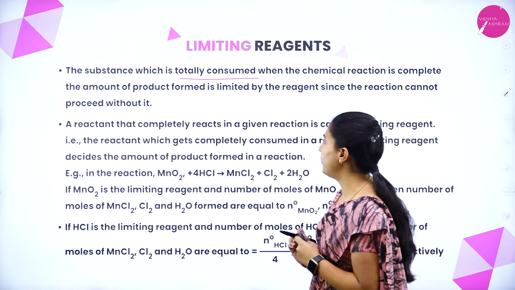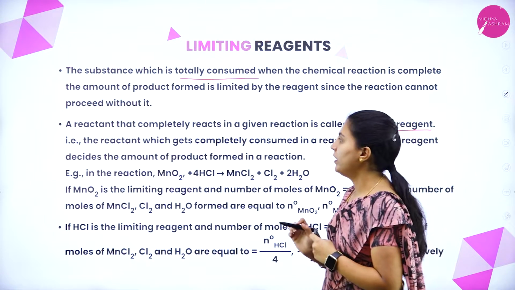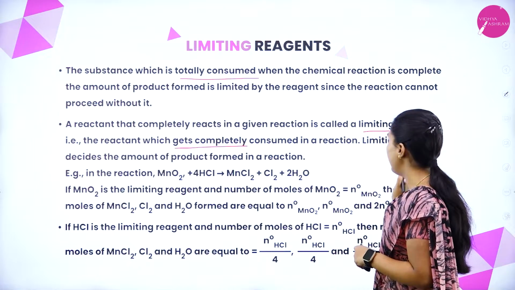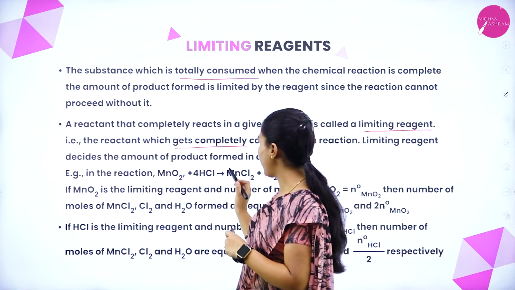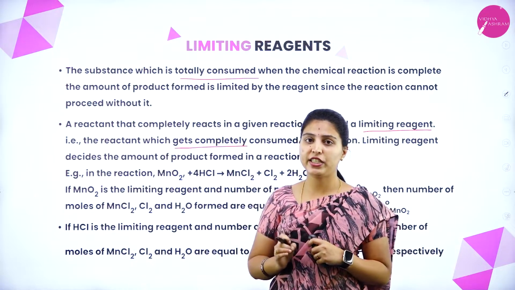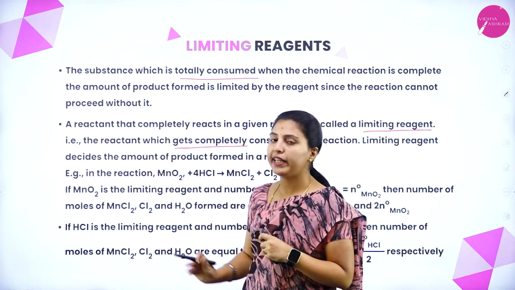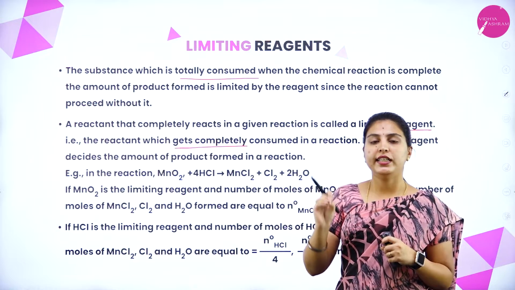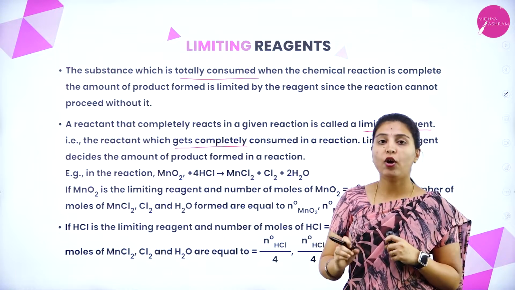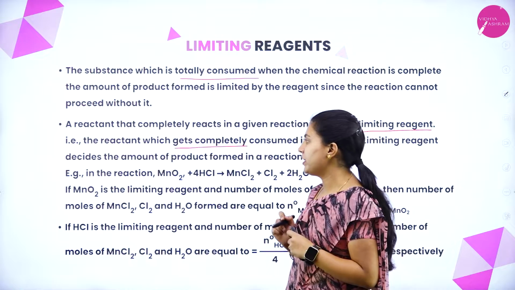A reactant that completely reacts in a given reaction is called limiting reagent. That is the reactant which gets completely consumed in a reaction. Limiting reagent decides the amount of product formed in a reaction. As I told already, without limiting reagent, you cannot proceed with the chemical reaction. Sometimes a reactant will be consumed completely in the reaction. That time you can expect only a little bit of product. But how much product should be given out will be decided by the limiting reagent.